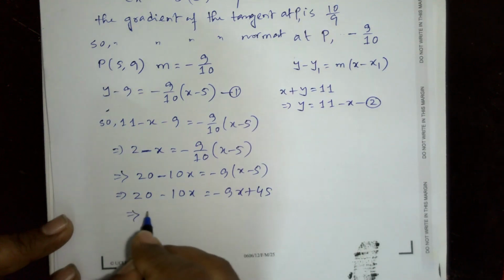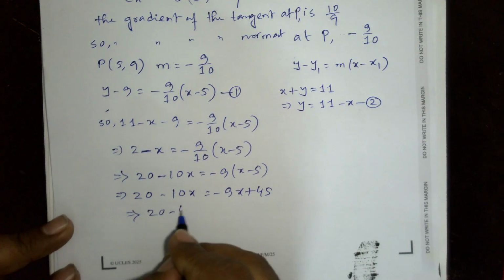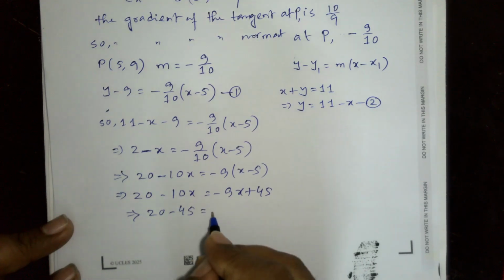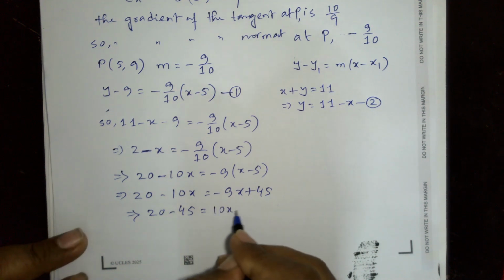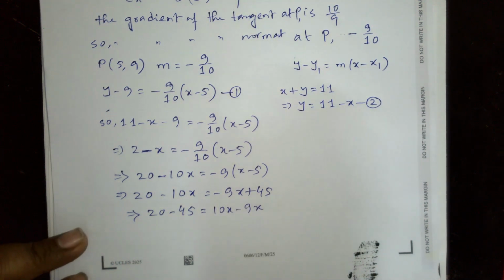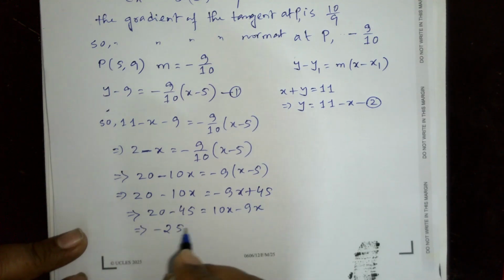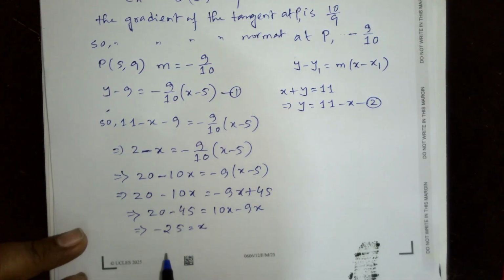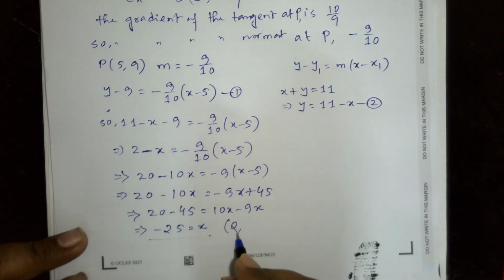So now we can write 20 minus 45 is equal to 10x minus 9x. So what is 20 minus 45? Minus 25. That is equal to x. So that is the x coordinate of Q. Yes, that is the x coordinate of Q, right?